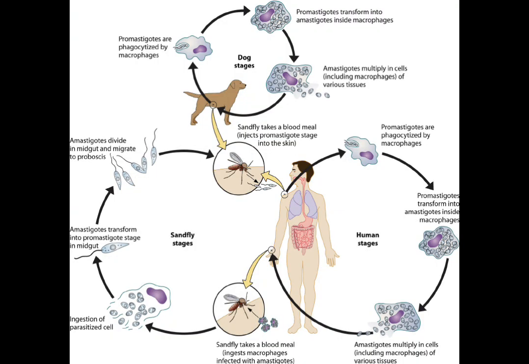The life cycle of Leishmania mexicana involves two main stages. Promastigote stage: in the sandfly vector, promastigotes reside and multiply in the midgut. During a blood meal, infected sandflies inject promastigotes into a mammalian host. Amastigote stage: inside the mammalian host cell, promastigotes transform into amastigotes, which multiply within macrophages and other cells, causing infection. When a sandfly feeds on an infected mammal, it ingests amastigotes, completing the cycle.